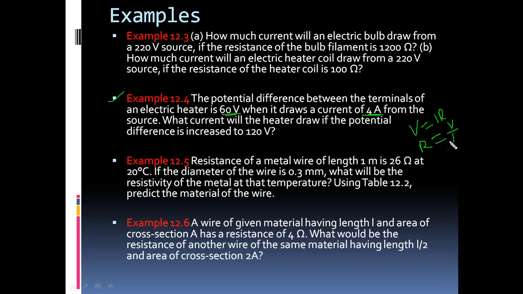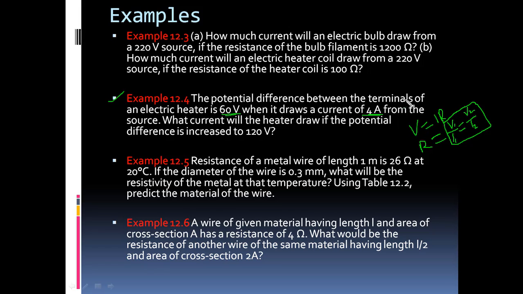As we know that I and V are directly proportional, if we change the value of I, the value of V will also change. So suppose when the value of I is I1, the value of V is V1. When the value of I is I2, the value of V will be V2. So V1 by I1 equals V2 by I2. We can conclude this one.